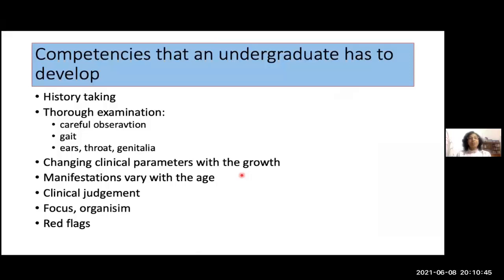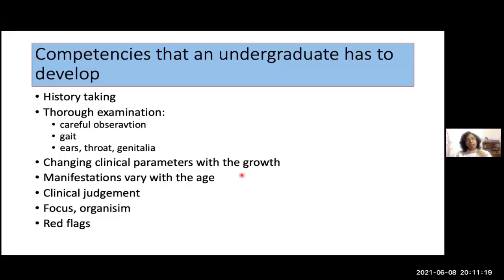Therefore, it's important for you to develop the competencies during your undergraduate period itself to get a very good history. History taking is very important in pediatrics, starting from the symptoms and the progression of each and every symptom. The evolution of illness is very important to find out, and then coupled by a thorough examination. Remember, your examination should include a careful observation, especially from a slight distance.